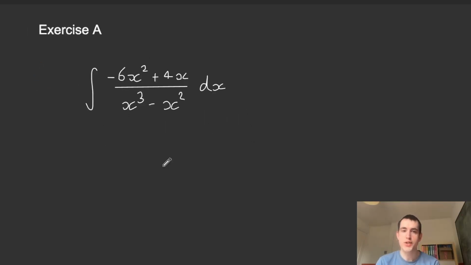Over to you then, here's your exercise. Could you integrate minus 6x squared plus 4x, all divided by x cubed minus x squared dx?